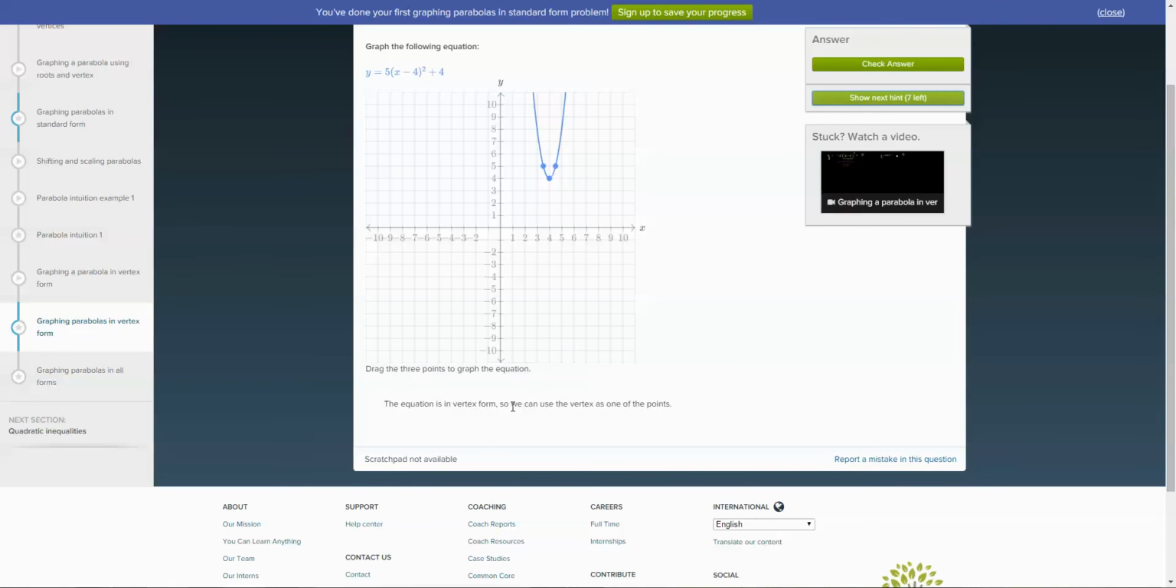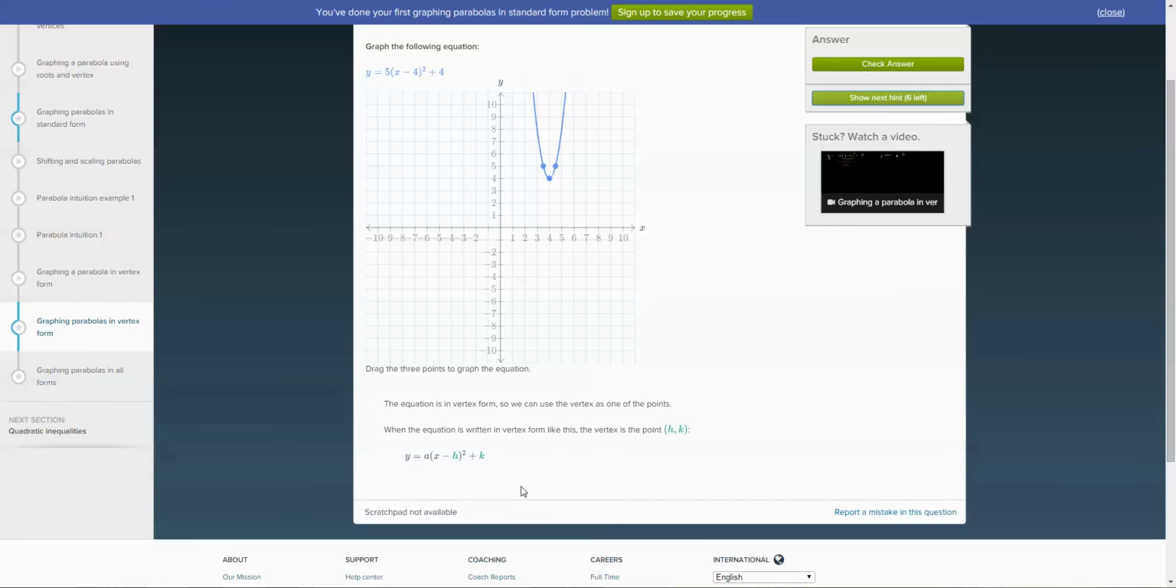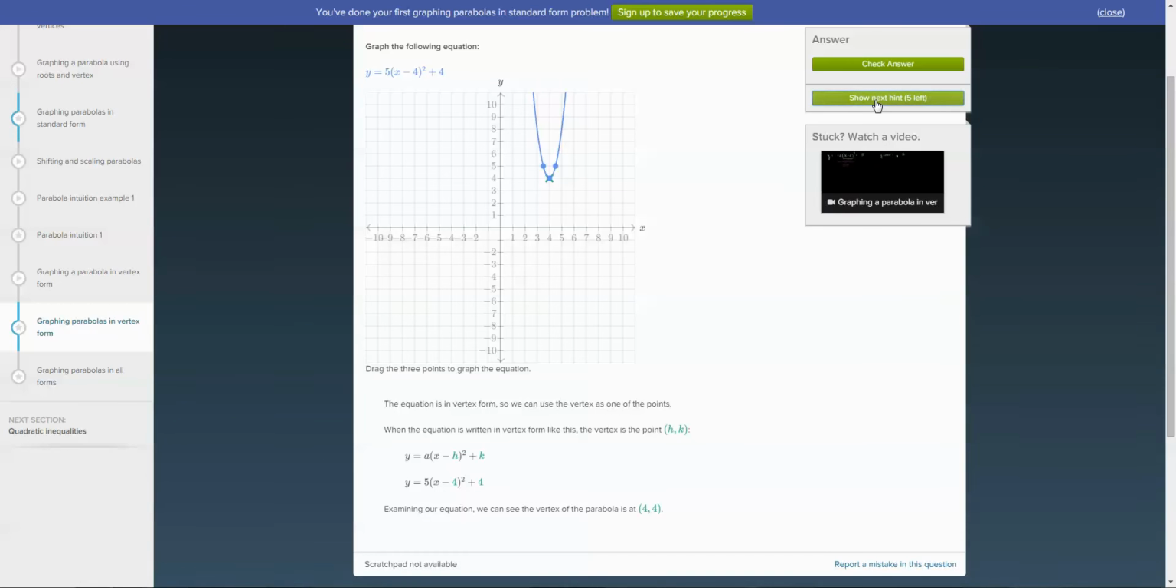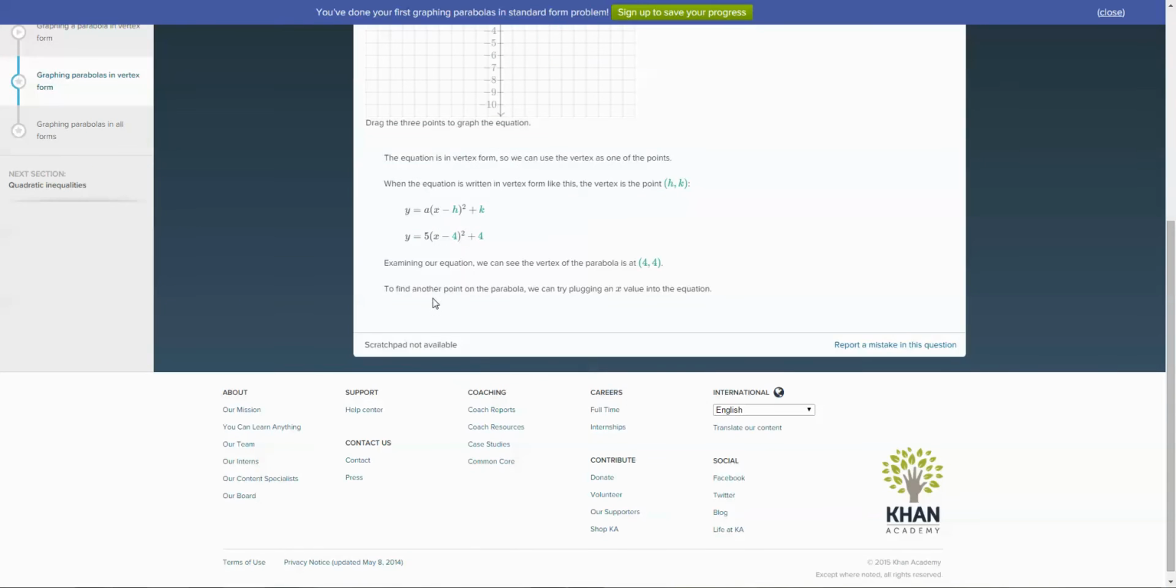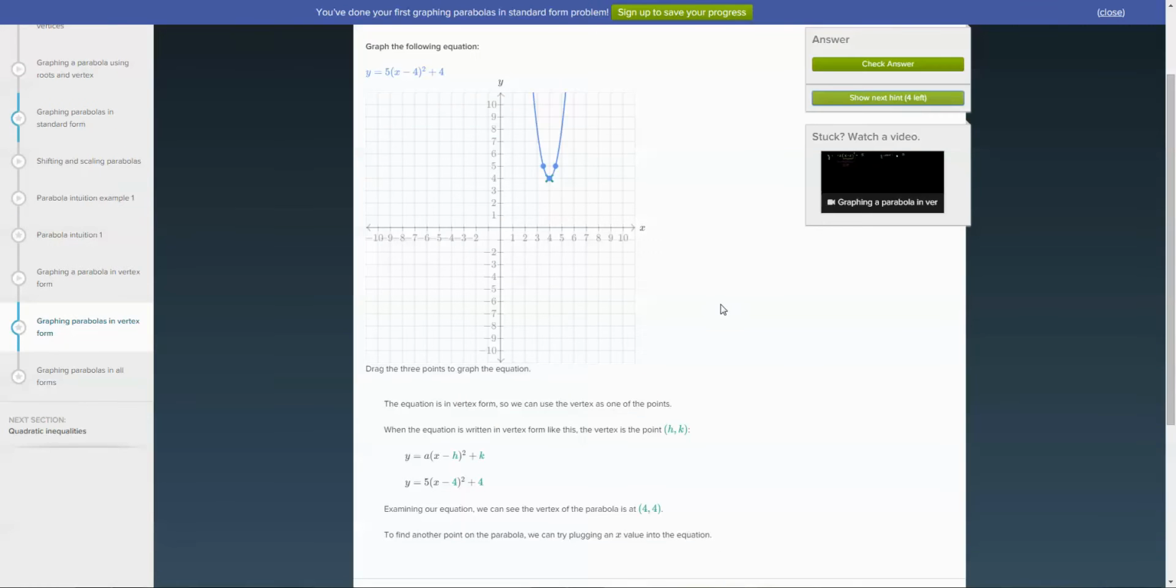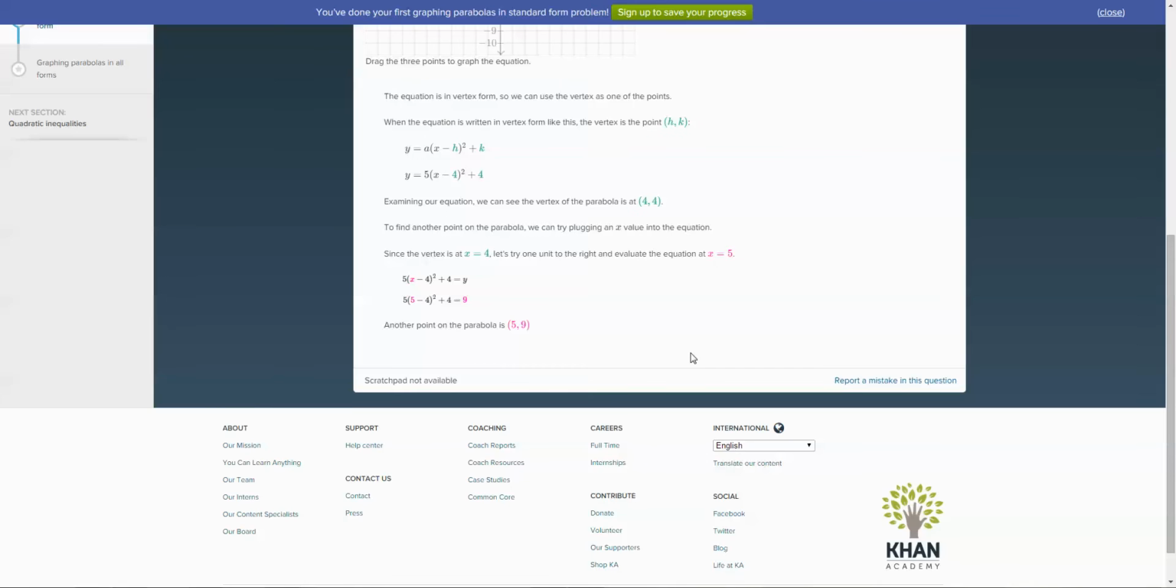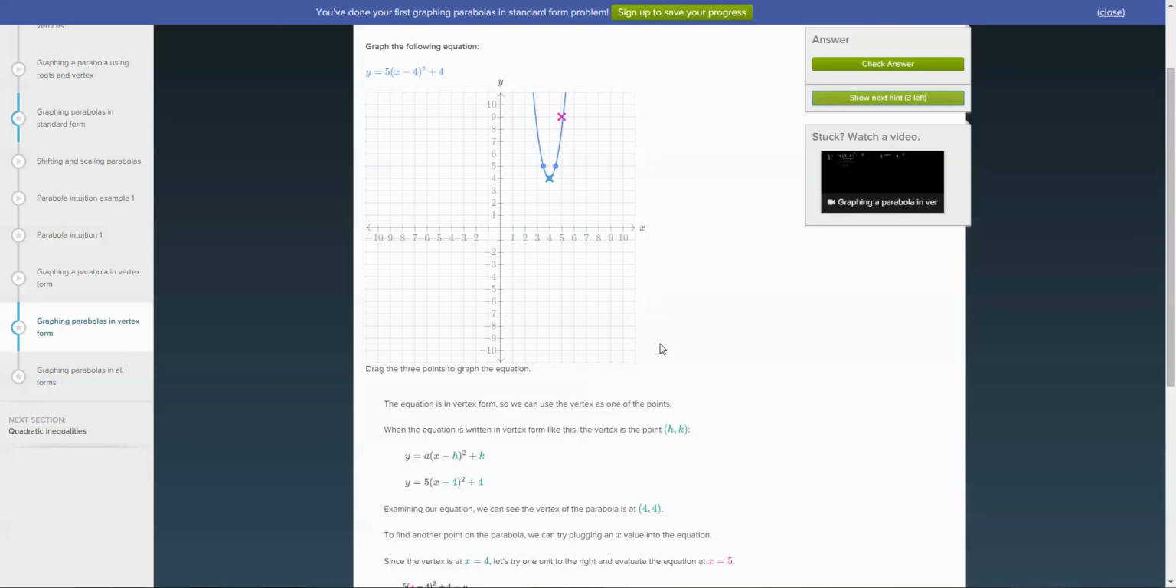The equation is in vertex form, so we can use the vertex as one of the points. And then they tell you the formula. They give you h and k and tell you that's the vertex. So I can keep going until I can find another point. It says to find another point on the parabola, we can try plugging in an x value into the equation. So they plugged in 5 and they got the 0.59. And look up here on the graph, the little green X right here shows you the vertex. The pink one is showing me a point. So I wasn't that far off.